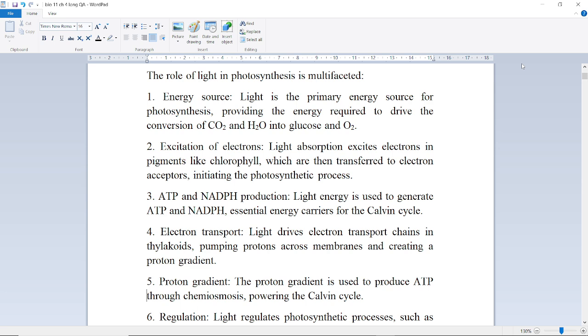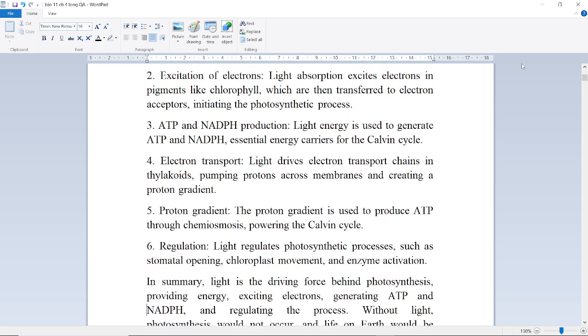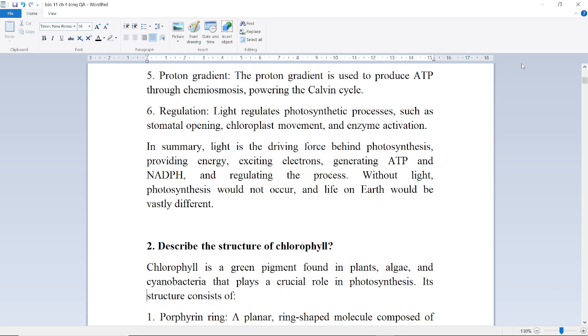Electron transport. Light drives electron transport chains in thylakoids, pumping protons across membranes and creating a proton gradient. Proton gradient. The proton gradient is used to produce ATP through chemiosmosis, powering the Calvin cycle. Regulation. Light regulates photosynthetic processes such as stomatal opening, chloroplast movement, and enzyme activation.